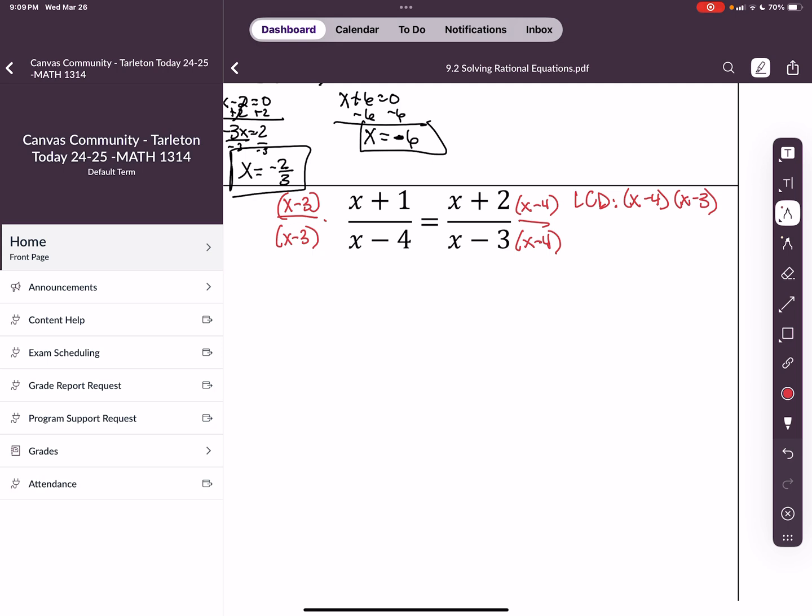Now, I'm going to go ahead and multiply out the x minus 3 times x plus 1. So x times x gives me x squared. Negative 3 times x. I'm probably going to do more steps than you need, but I'm just going to do it just in case anybody needs help. Negative 3 times x gives me negative 3x.